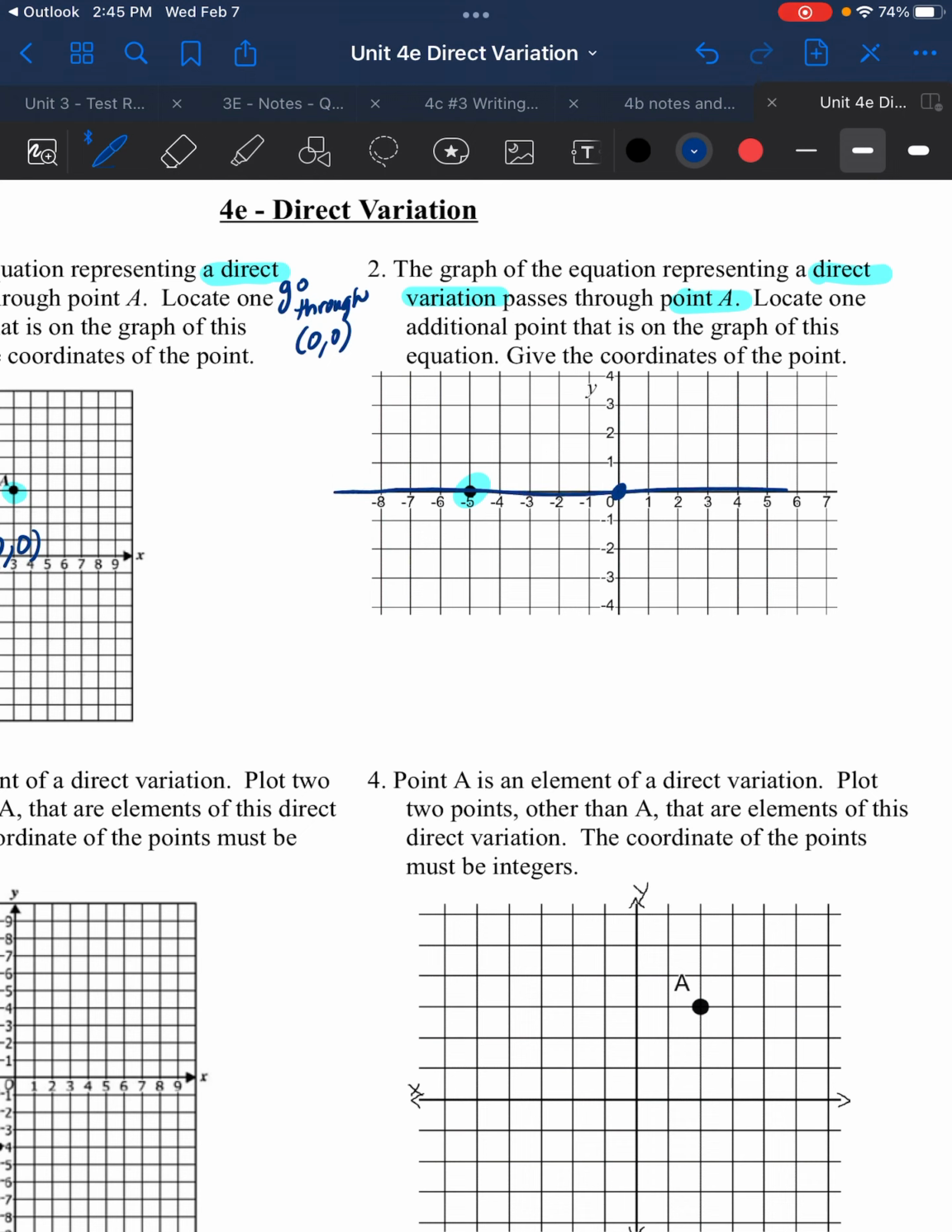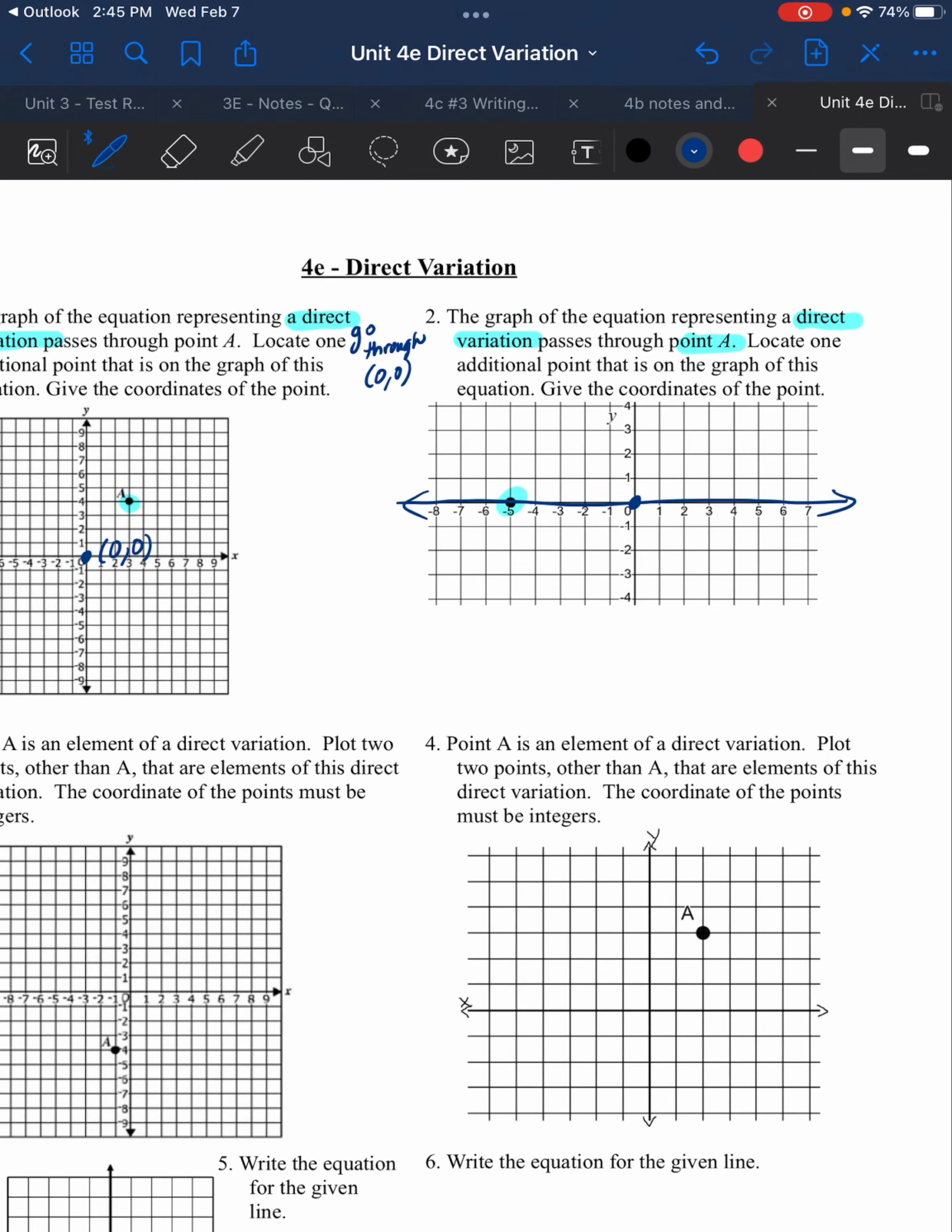So the graph would be a straight line. Direct variations have two things in common: they always go through 0, 0, and they're always straight lines. They're always linear, which means it's a straight line.